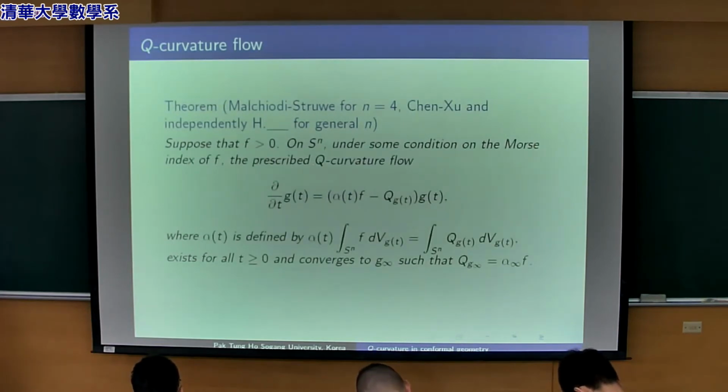And for question two about the prescribed curvature, in dimension four this is due to Malchiodi and Struwe. And for high dimension this is due to myself and independently Chen and Xu at Nanjing University. What we can prove is almost the same thing but for the prescribed curvature flow. We can prove that this exists and also converges to the things we wanted. We can prescribe this Q curvature to be F, but under some conditions. So therefore this answers question two.